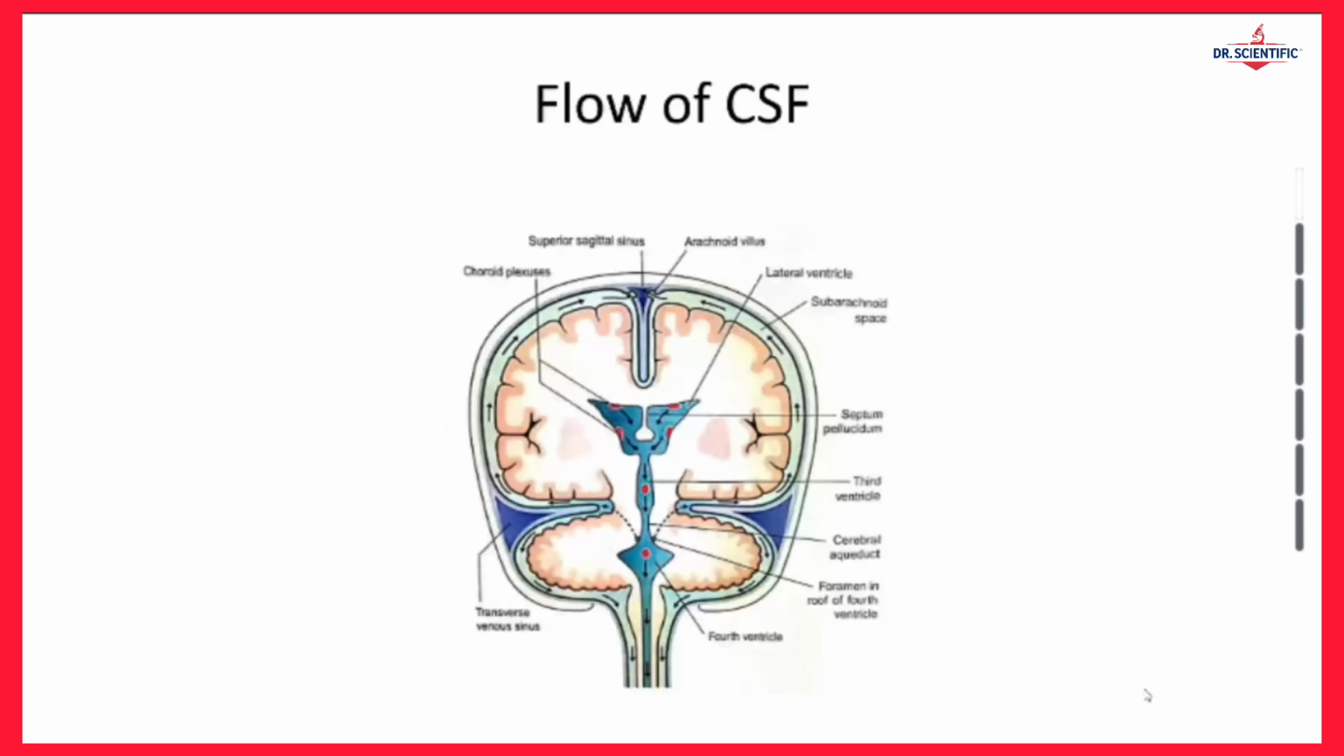And of course, if you look at the flow of the CSF, you can see the way it flows all the way to finally end up in the sinuses, entering the veins. So it has to be able to circulate. That is the normal circulation. If you block it anywhere, in a child, you are likely to develop hydrocephalus. In an adult, you develop headaches and other signs of increased intracranial pressure.